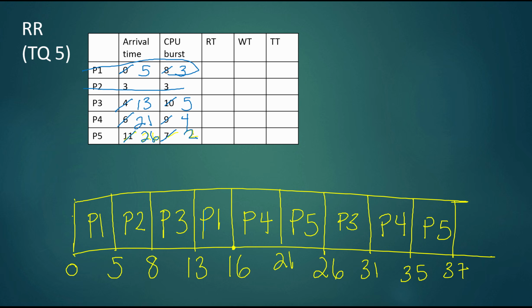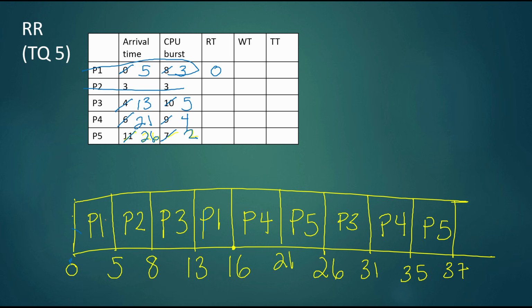Okay, so now we need to do the calculation. Let's start with the response time. The response time is a one-time measure from the first time they arrive to the first time they get on the CPU. The response time is also the first measure of wait time. P1 had arrived at time 0 and first got on the CPU at time 0, so P1's response time is 0. Let's do all of P1 and then all of P2.